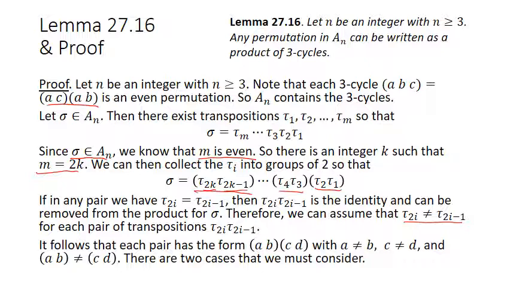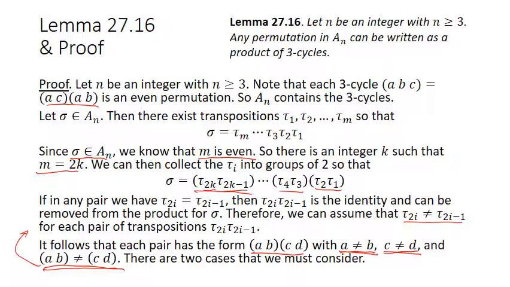Okay, so it follows that each pair has the form of the transposition (A B) and then the transposition (C D), with A not equal to B, C not equal to D, and (A B) not equal to (C D). Let's break those down. The reason why A is not equal to B is because if A was equal to B, it wouldn't be a transposition. It would just be the identity. And that's the same reason why C is not equal to D. If they were equal, it wouldn't be a transposition. It would just be the identity. And then the last one here, (A B) not equal to (C D), that's what we just argued about in the previous paragraph.